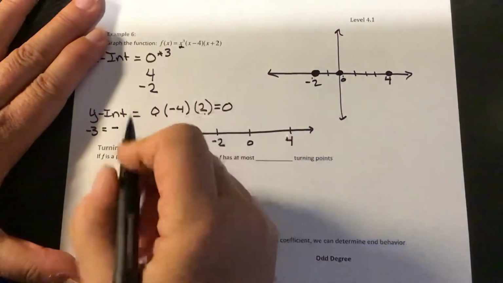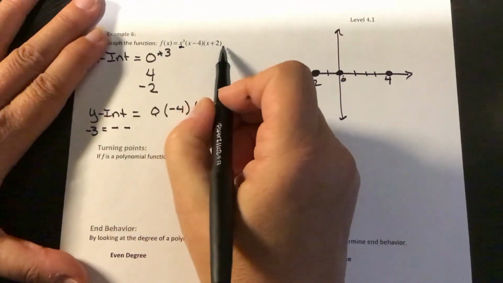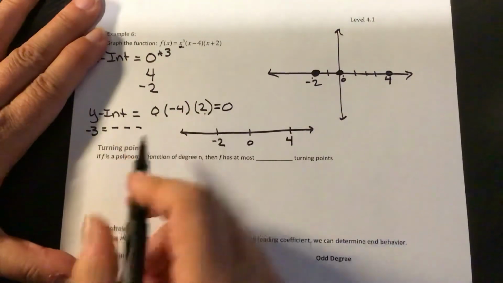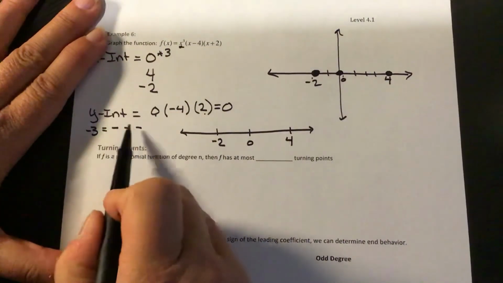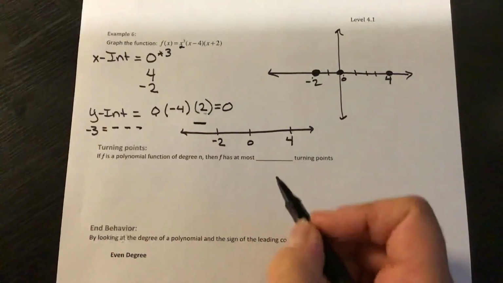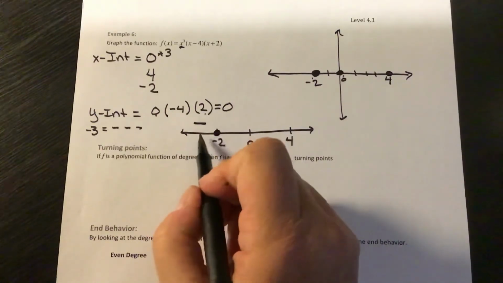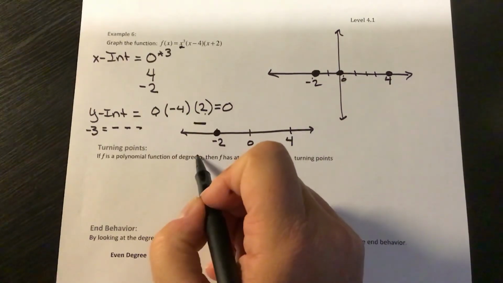-3 minus 4 is also negative, and -3 plus 2 is also negative. So a negative times a negative times a negative, this section is going to be negative. So that means this area is going to be below the x-axis.